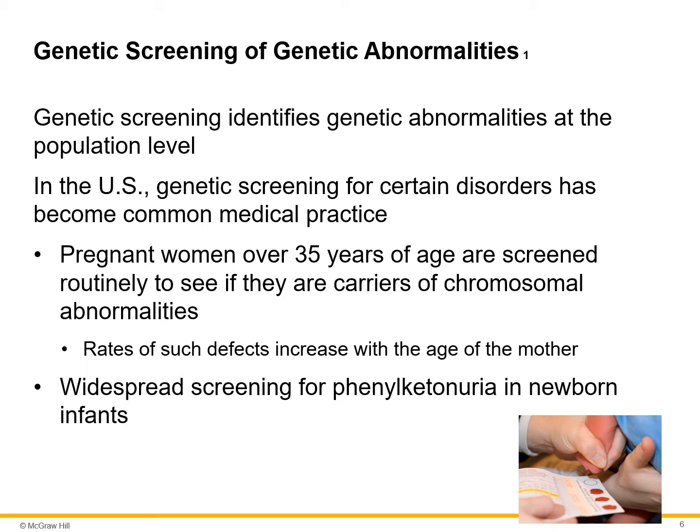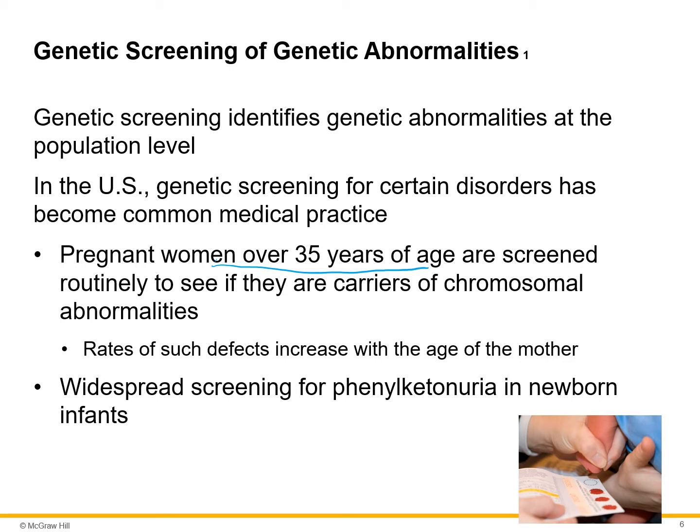Again, a karyotype of a blood sample or of fetal cells can detect the chromosomal abnormalities. These increase with maternal age, and so karyotyping is more commonly recommended in pregnant women over 35 years of age, to see if they have chromosomal abnormalities.